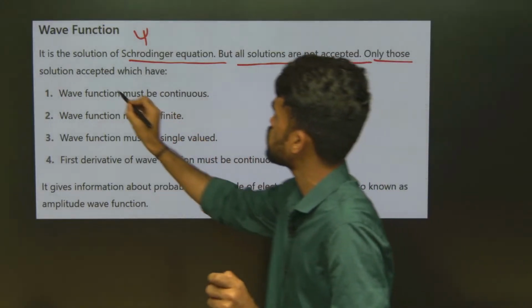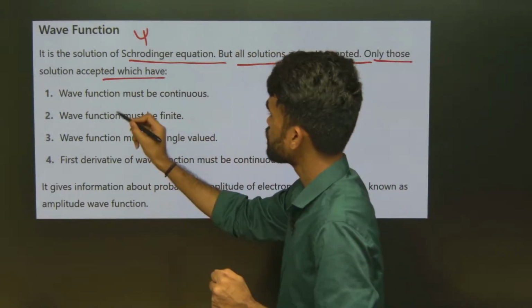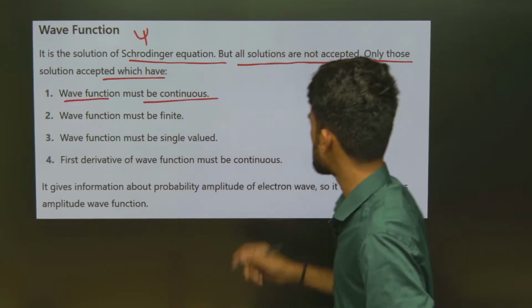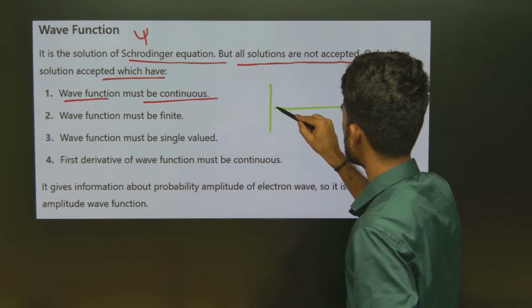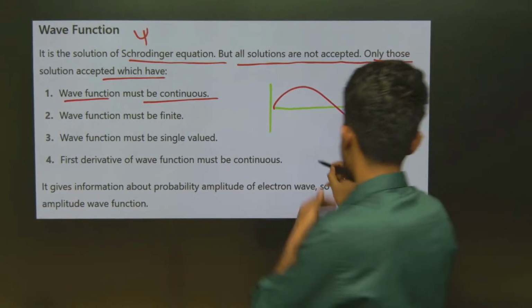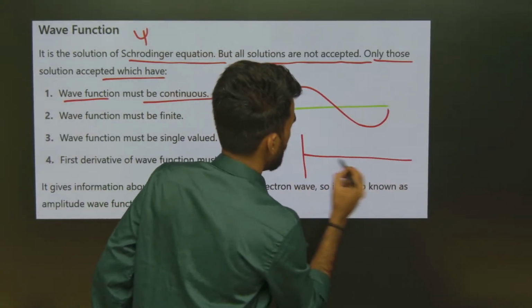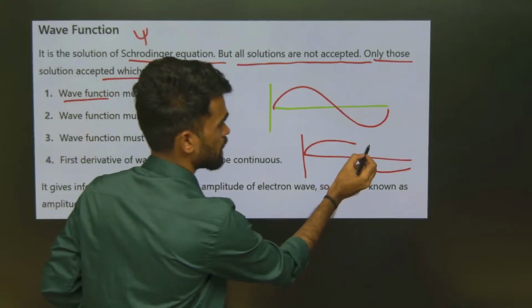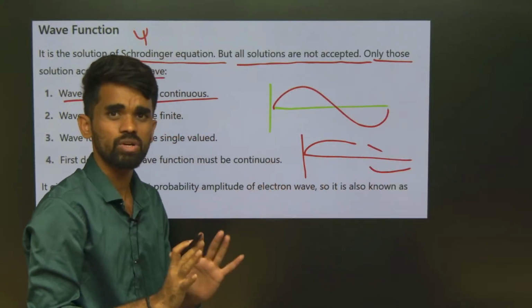Only those solutions are accepted in which the wave function must be continuous. What do we mean by continuous here? For example, I have a wave function something like this. This is a continuous wave function. Now I am drawing one more wave, something like this. See how it is? It is discontinuous. In this manner you can understand.